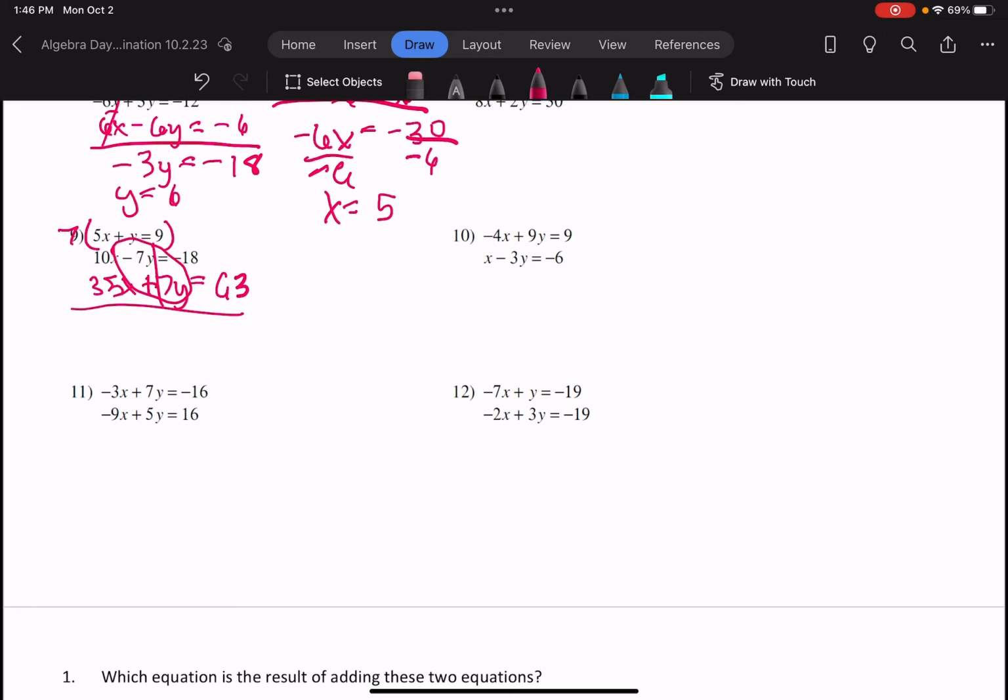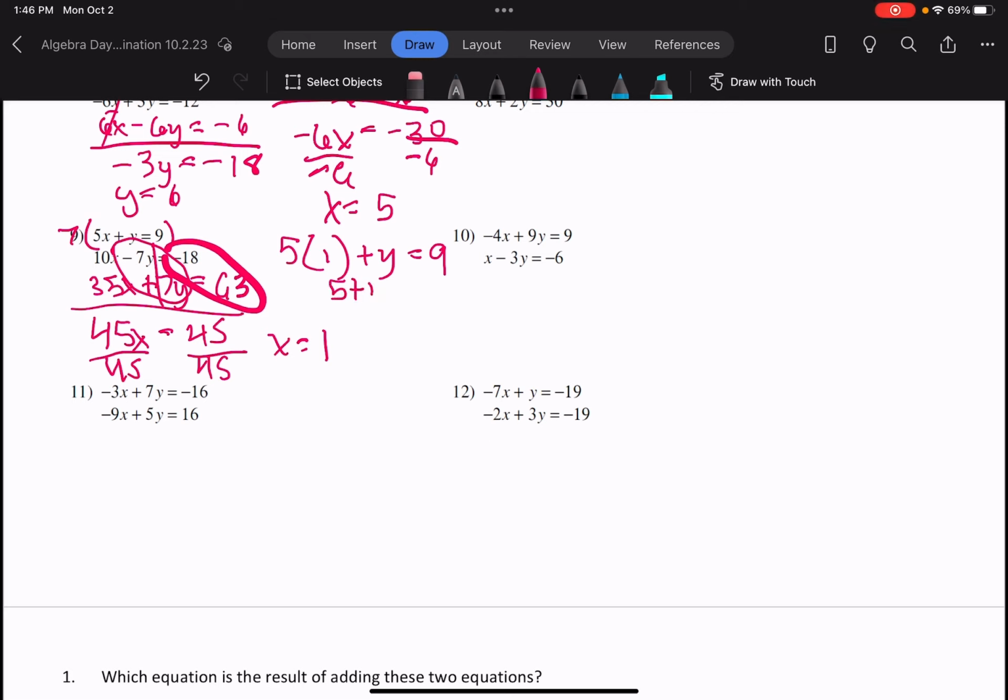So 10x and 35x is going to give me 45x equals 63, and negative 18 are also going to give me 45. Divide both sides by 45. X equals 1. And then you can plug that back in. 5 times 1 plus y equals 9. 5 plus y equals 9. Y then has to equal 4.